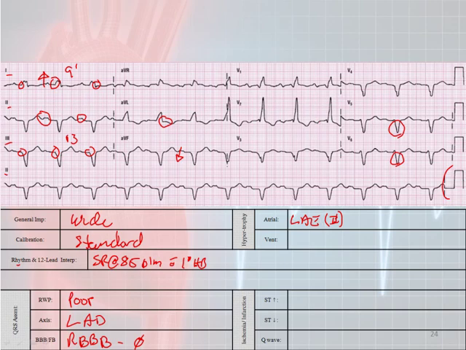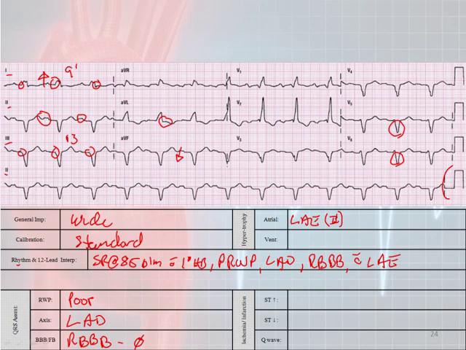So let's go ahead and finish our 12-lead interpretation. Sinus rhythm at 85 beats a minute with a first-degree heart block. Poor R wave progression. Left axis deviation. Right bundle branch block with left atrial enlargement.